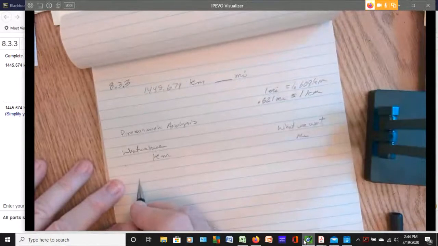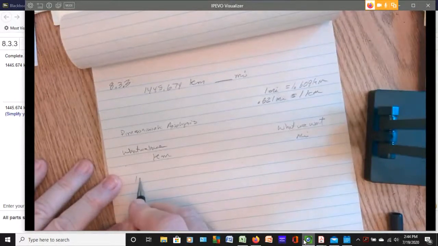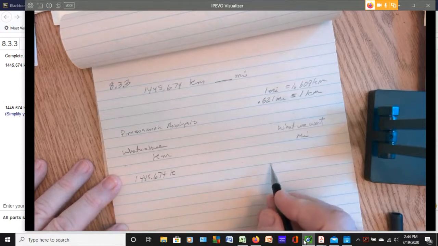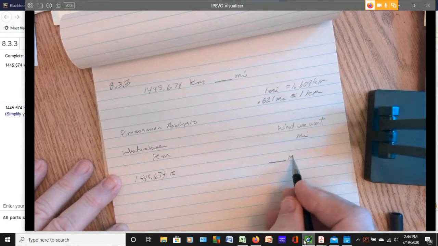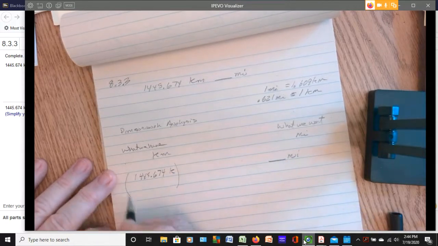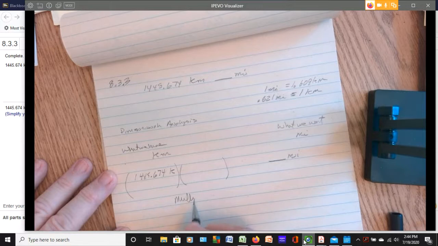And how many kilometers do we have? Well, we have 1,445.674 kilometers. And we want the answer to be in miles. You with me? So I like to do this. Notice this means multiply. This means multiply. Let me just write down here, this means multiply. And what I need now is a conversion factor.